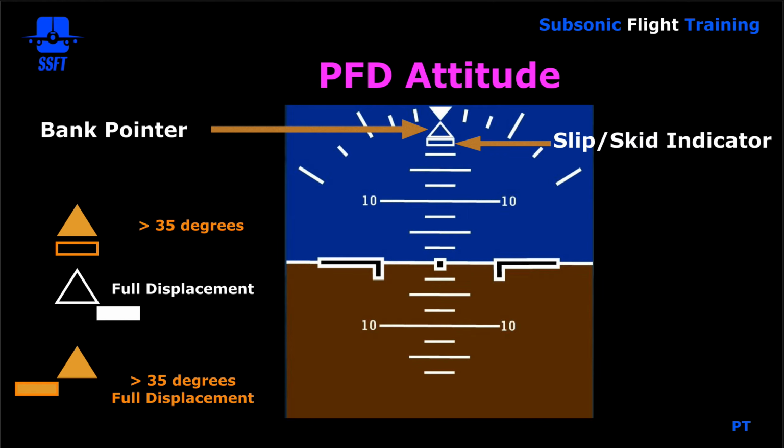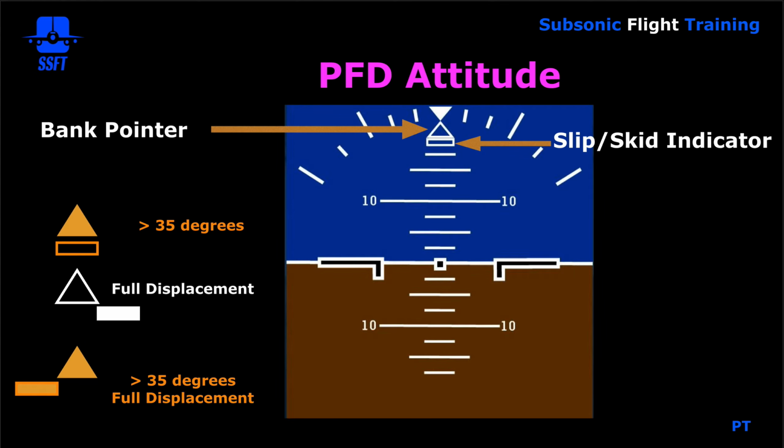And normally, if you roll into a bank, the bank pointer itself is going to point in the direction towards wings level. So if we went into a right turn, the bank pointer would be to the left, indicating to roll left to roll out of the right turn.